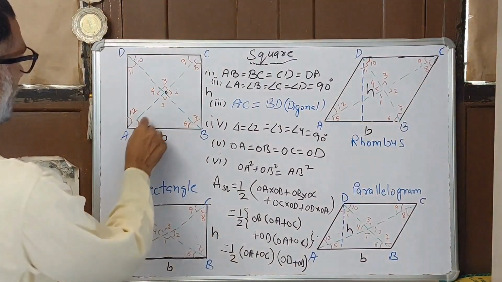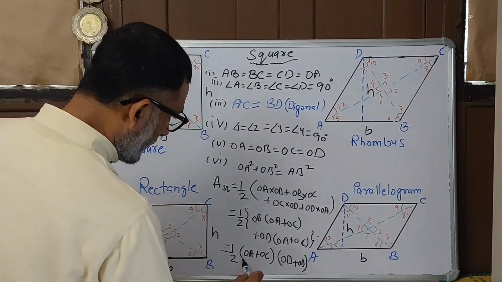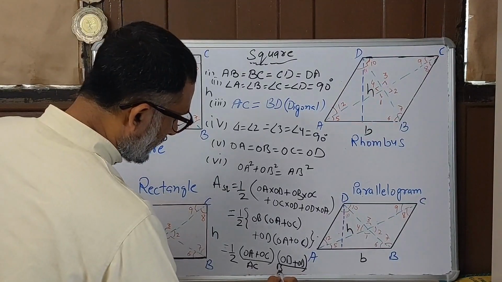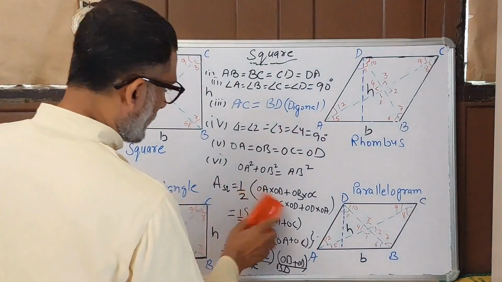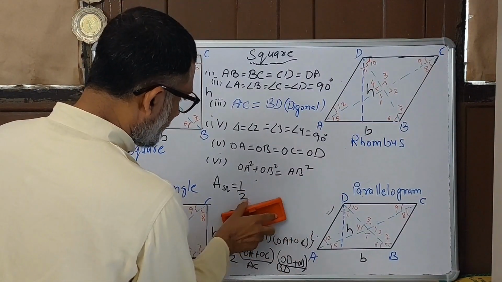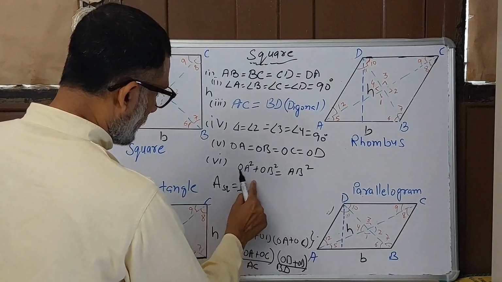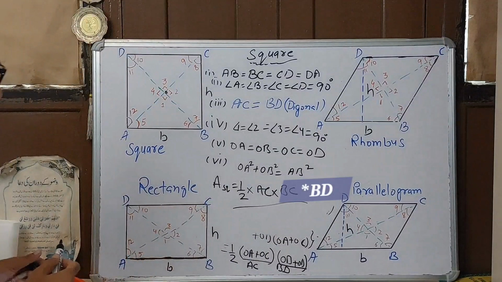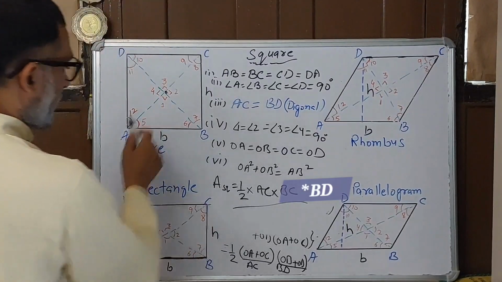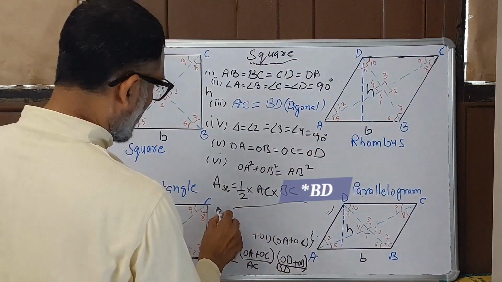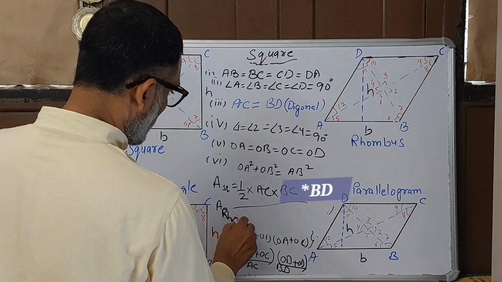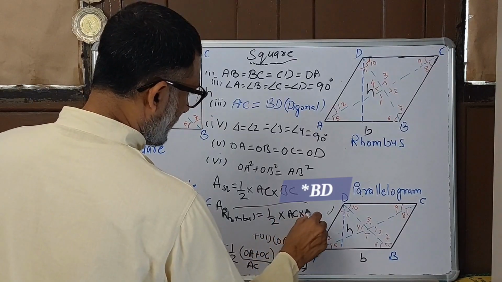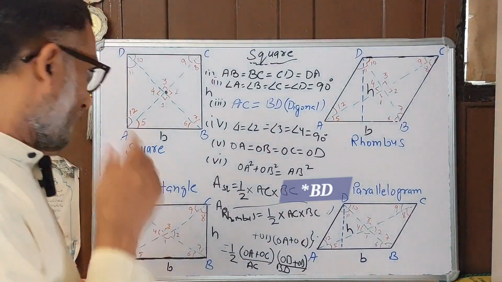And OA plus OC is actually AC, and OB plus OD is actually BD. So the formula becomes simple: half into its diagonal AC into BD. This is the area of a square, and it is also the area of a rhombus. So the area of a rhombus is found by multiplying its diagonals and dividing by half.